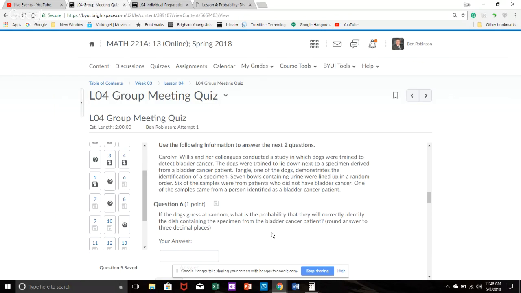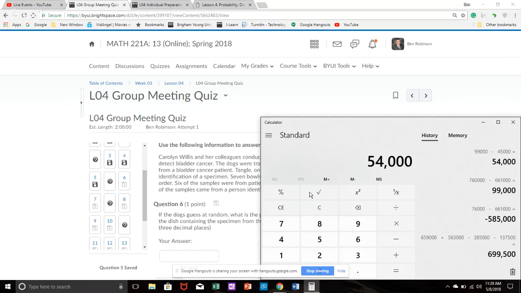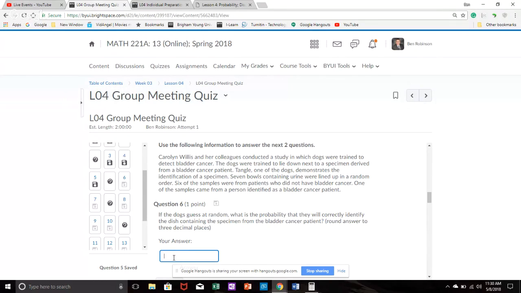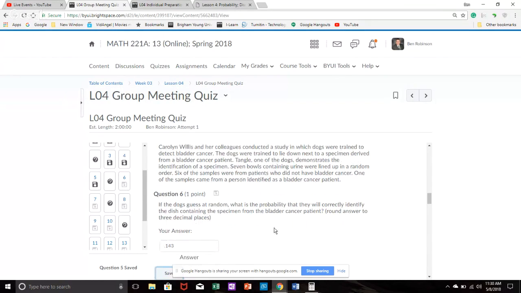Isn't that just a 1 in 7 chance? Yeah, because there were 7 samples, and the dog Tango demonstrated it. The right one. And so he's going to pick one, and only one out of them has the cancer. So it should just be 1 divided by 7, right? Yes. And what does it say? 3 decimal places, so 0.143. Yep. I think that's right.